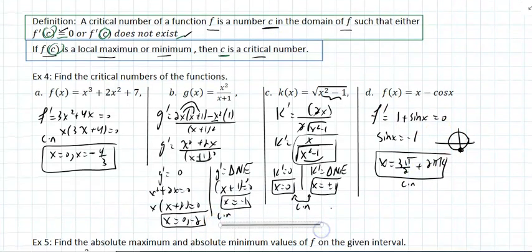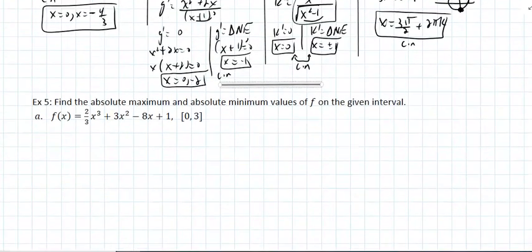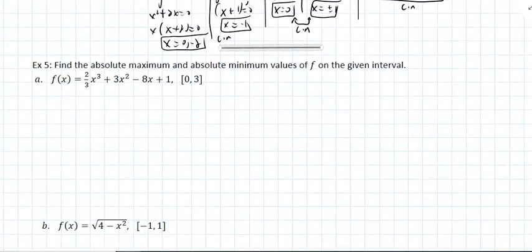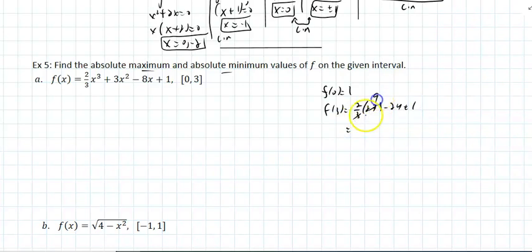How do you find the maximum or a minimum? Local maximum, local minimum, that's going to come up in the next sections. For now, we want to find the absolute maximum and absolute minimum. So what we know, if you take f of 0, that is 1. And if you take f of 3, that is 2/3 times 27 minus 24 plus 1. That is 18 minus 23. That is negative 5.